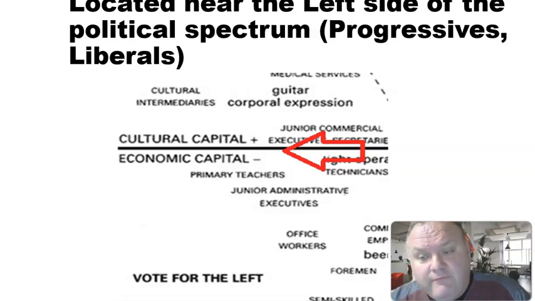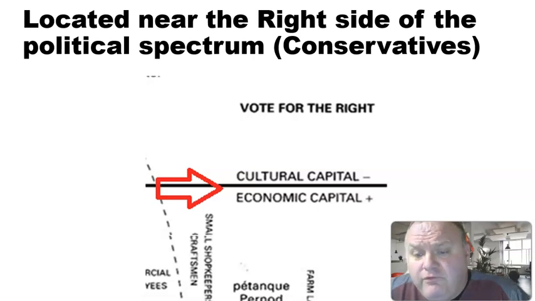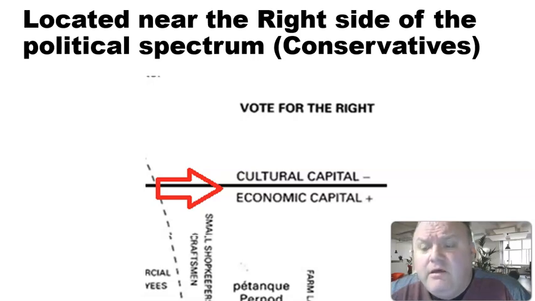Let's look on the right side of the graph. This is a reverse. This would be people located more on the right side of the political spectrum who tend to vote for conservative parties, right? So in the United States, that would be the Republican Party. Here he labels minus cultural capital, right? But an abundance of economic capital. A good way to explain this would be business owners, who are more geared towards money-making aspects and not so much about cultural knowledge, right?